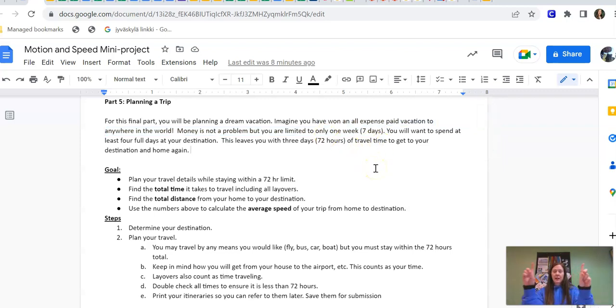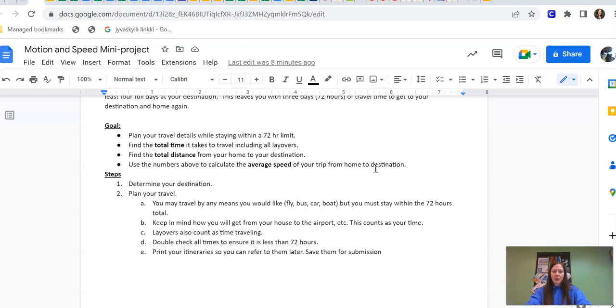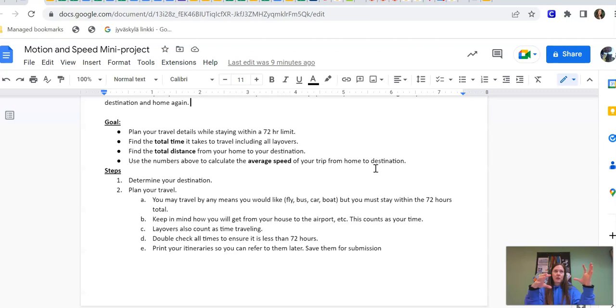You can only have 1 week of travel time. Since you probably want to spend at least 4 of those days in your destination, you are limited to 72 hours on either end. So to get there and back must take less than 72 hours total. That might limit you, and you might have to get creative on how you travel if you're going somewhere very far away or remote. So the main goal of this project is twofold.